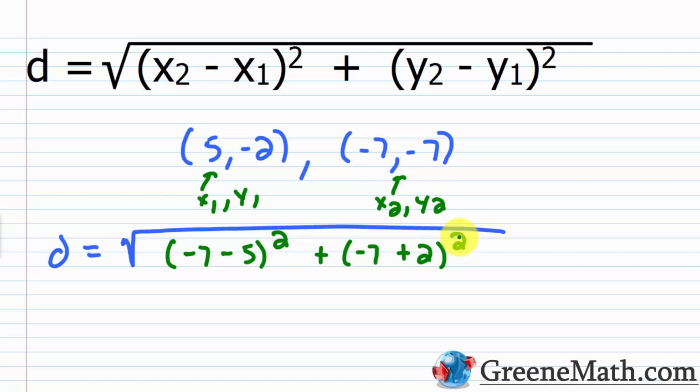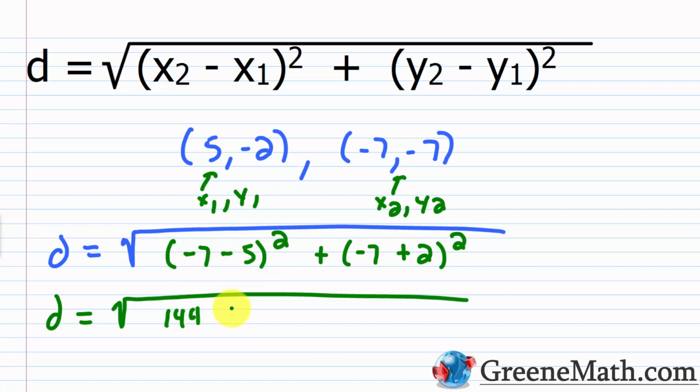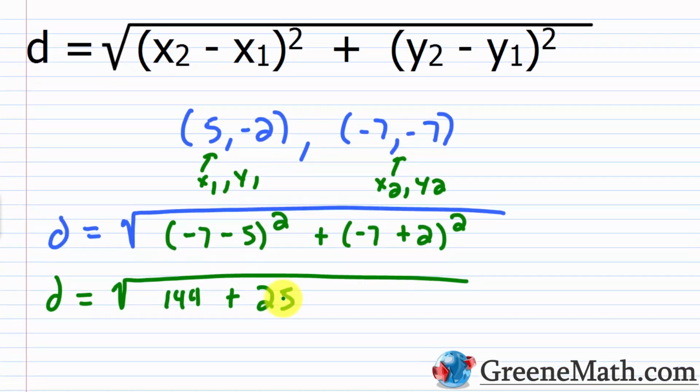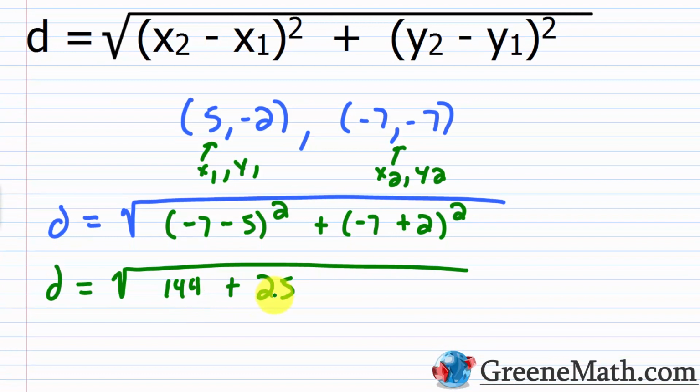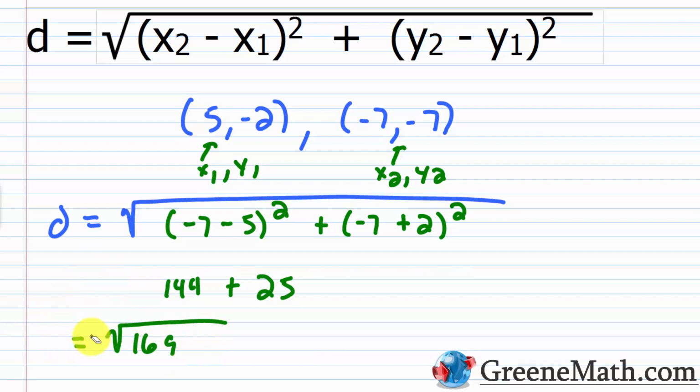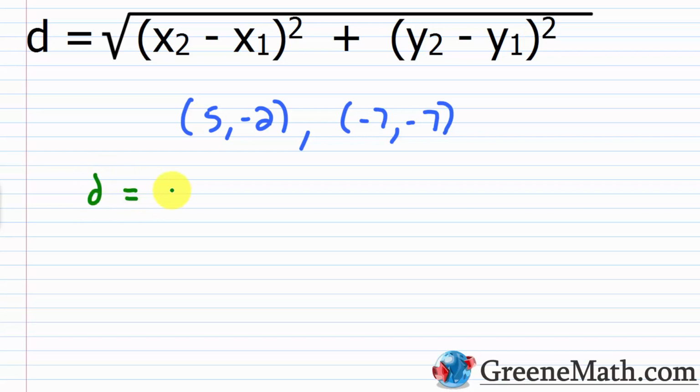Okay, nothing fancy there. So my distance, d, is going to be equal to the square root of, all I've got to do is just kind of crank this out. -7 minus 5 is going to be -12. -12 squared is 144. Then plus, -7 plus 2 is going to be -5. -5 squared is 25. So 144 plus 25 is 169. So d, my distance, is going to be equal to the square root of 169, which is basically 13. Right, so let me kind of erase this, and I'll say the distance between the 2 points is going to be 13.